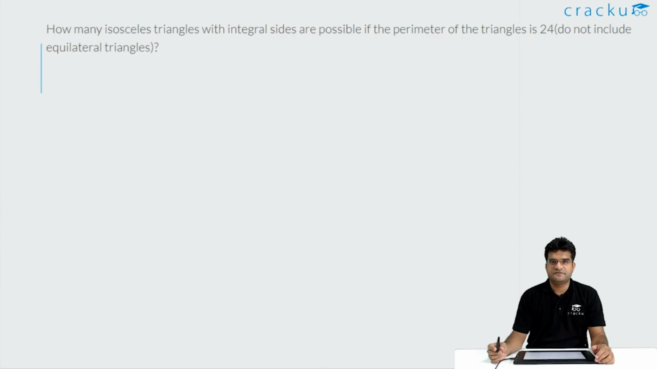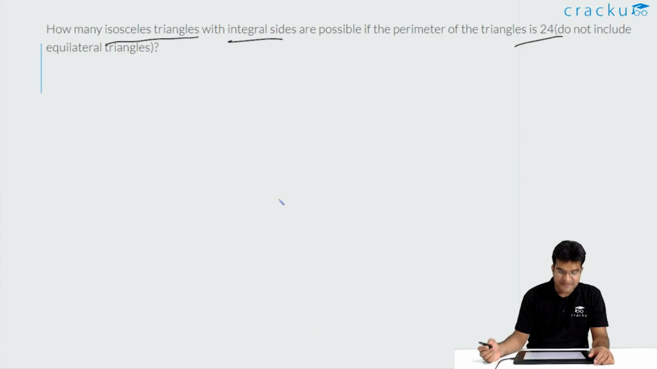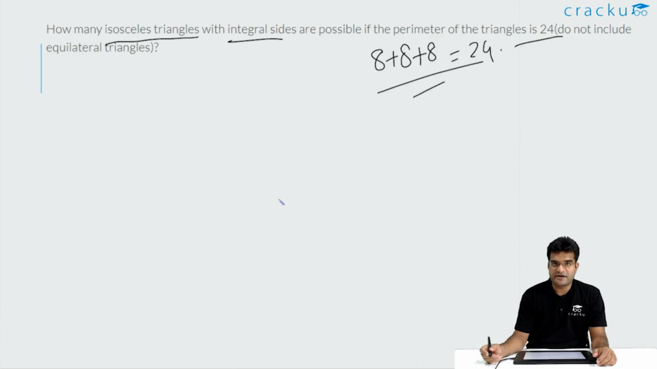In this question, we are asked to find the number of isosceles triangles that have integral sides and whose perimeter is equal to 24 units. We are asked to not include the equilateral triangle. There will be one equilateral triangle obviously, which has all 3 sides as 8, 8, 8, because then the perimeter will be 24. As we know, an equilateral triangle has all the sides equal.